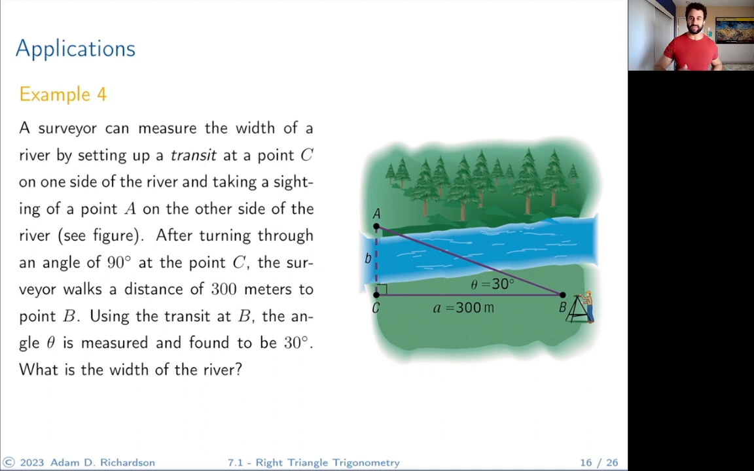So maybe this is the type of thing that you can now think about when you're walking around outside, or if you ever see a surveyor, or wonder what those machines are doing. They're doing a lot of right triangle trigonometry. So let's look at this example.